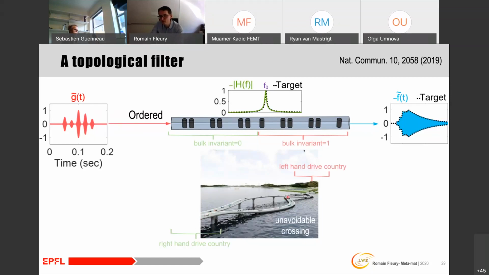It's a little bit like what we do here. We have two different topologies. We have to create an edge mode. And it doesn't matter that here there is disorder or that the highway takes a tortuous path. It's the topology that counts for the existence of that crossing.